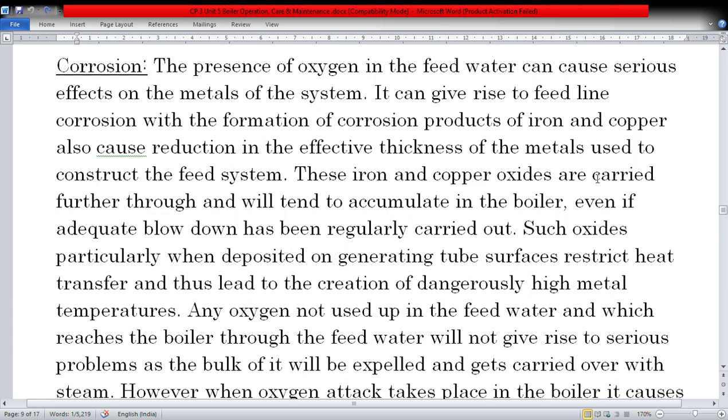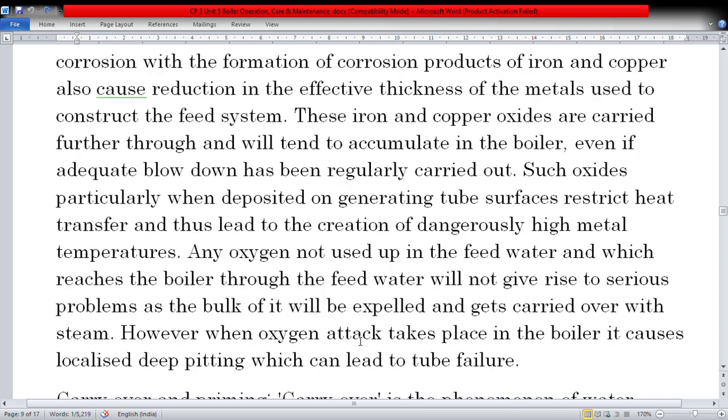These iron and copper oxides are carried further through and will tend to accumulate in the boiler. Even if adequate blowdown has been regularly carried out, such oxides, particularly when deposited on generating tube surfaces, restrict heat transfer and thus lead to creation of dangerously high metal temperature. Any oxygen not used up in the feed water and which reaches the boiler through the feed water will not give rise to serious problems, as the bulk of it will be expelled and gets carried over with steam.